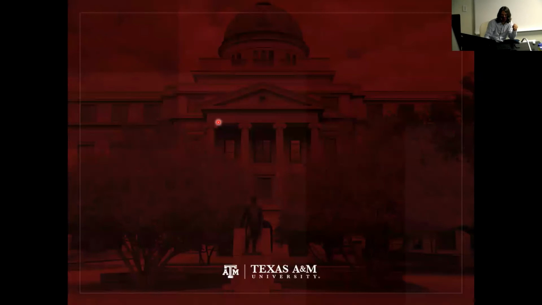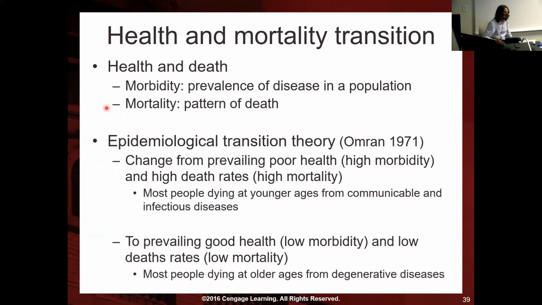The next subtopic is about changes in health and mortality throughout populations. Whenever we are talking about mortality, actually, we are talking about two things, health and mortality. Health is related to the prevalence and incidence of diseases in a population, and the main causes of diseases that people experience. When we are talking about diseases, we are talking about morbidity. It's more about health.